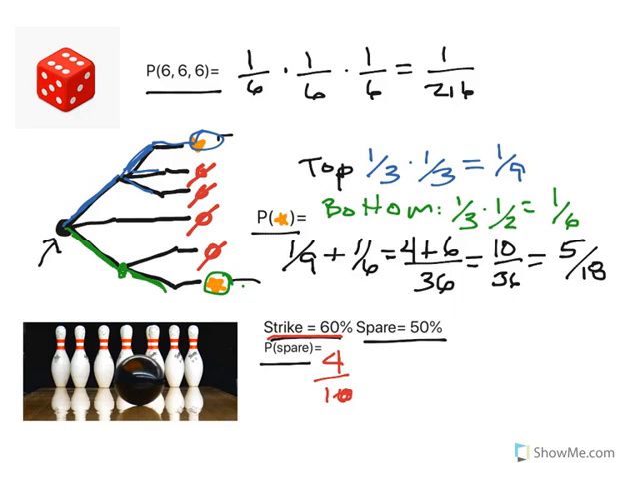Okay, then we have our spare. So on our second turn, because we did not get a strike to start with, we are shooting for a spare. And there's a 50% chance of getting a spare on our second turn. So we multiply by 5 out of 10, which is equivalent to 50%. When we multiply those together, we get ourselves 20 out of 100, meaning there is a 20% chance that we'll get a spare in 2 rolls of our bowling.